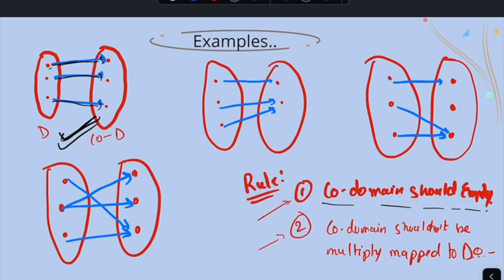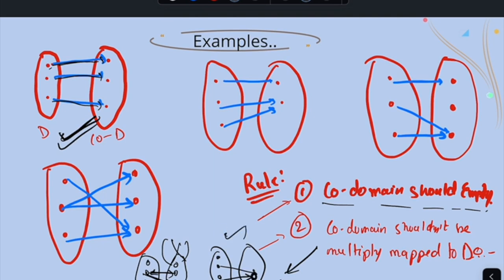What do you mean by multiply mapping? We can see it like this. Two domain elements can be mapped with a single codomain element, but not vice versa. This is okay, but this is not okay. This is strictly prohibited, and this is okay. You got the thing, right? So this is okay, this is also okay.